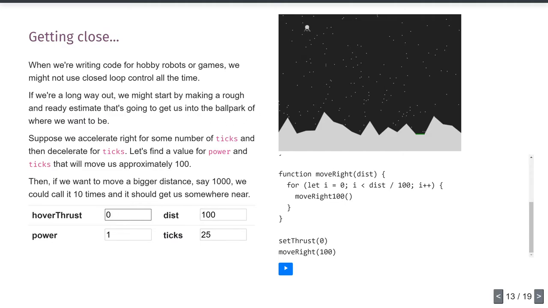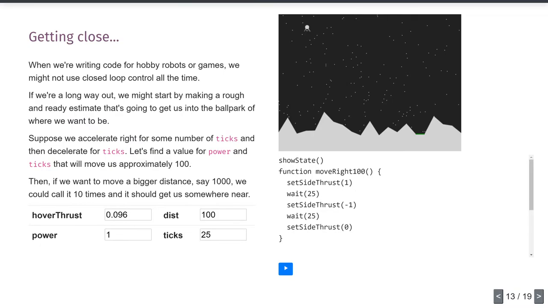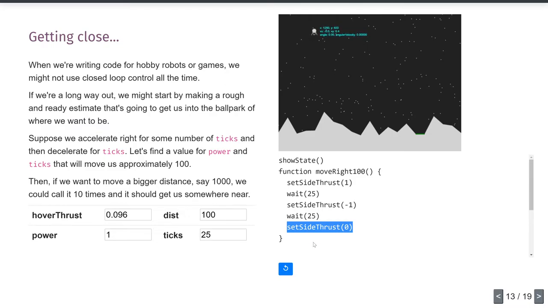So that was 0.096, and as I've been typing, that's been appearing in my code. So let's just work out, if I just turn the thruster on and wait a while, and then turn the thruster backwards and wait a while. So accelerate for a bit and slow down for a bit, and then turn the thrusters off. Hopefully I can move myself sideways some distance and end up roughly still. There we go, that ended up a bit more still.